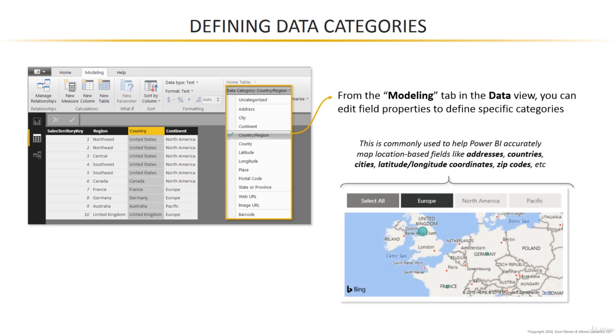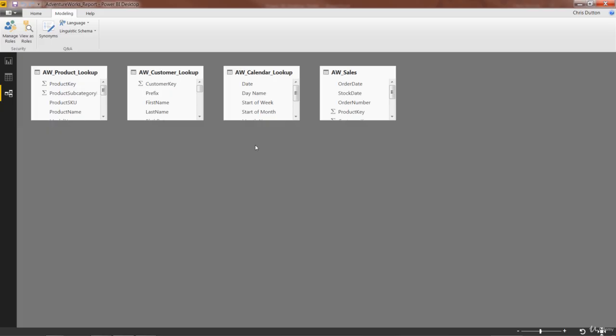The purpose here is that categorizing your data in this way, especially geospatial data, helps Power BI accurately map and visualize those location-based fields, those things like addresses, countries, continents, zip codes, etc. So let's head back to our AdventureWorks report, and I'm going to show you a couple examples of how we can do this. All right, this is one that you're going to need to follow along closely with because we're going to be modifying some of our data formats and adding a new table or a new connection to our file.